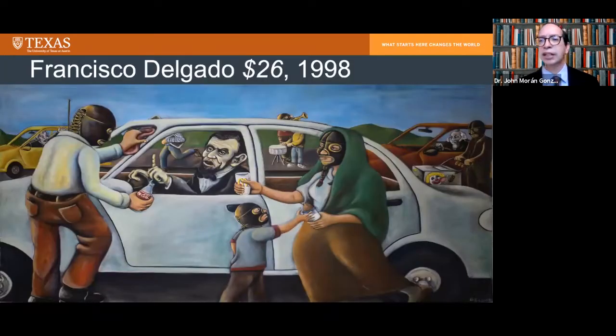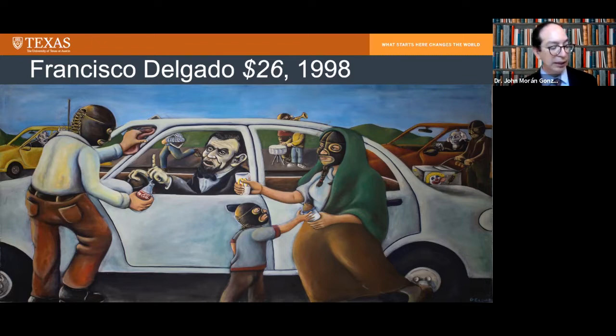To get back to the exhibit and really to start wrapping things up, because I really would love to see if we can engage in a dialogue afterwards, is Francisco Delgado's $26 from 1998. Because I think this and the next piece really show the contemporary contestation of borders and national sovereignty. That is, this isn't simply a struggle of the past, it's a present one. It's ongoing, it's every day, it's now. And so the creation of the border is happening as we speak.